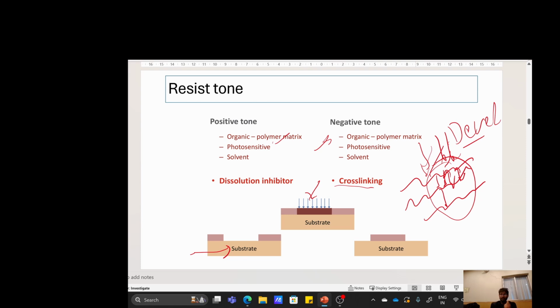Cross-linking means that these chains are linked with each other through some chemical bonding. Now when we put this in the developer solution, this part has hardened because of the cross-linking, so it won't develop. Because of the cross-linking, this will stay, but the other part which was not exposed to the light will get removed. This is the negative tone photoresist.